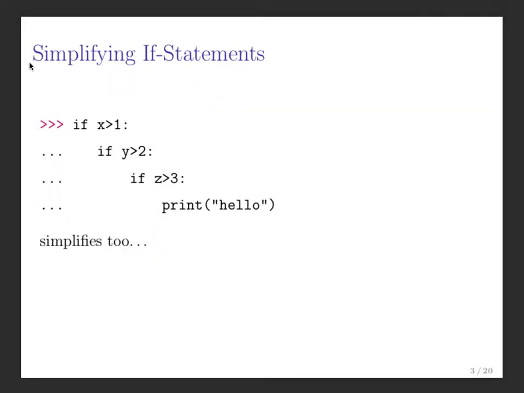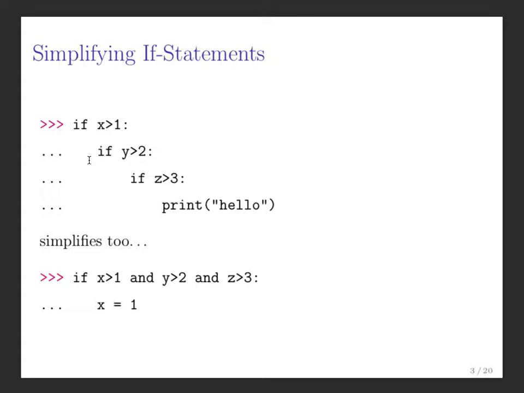If I put in sequence 3 if statements: if x is greater than 1, if y is greater than 2, if z is greater than 3, print hello, how can I simplify this statement? Yes, I can tie all the if statements together using an and, the conjunction, right? Because I can read these if statements like this: if x is greater than 1, then if y is greater than 2, then if also z is greater than 3, print hello.